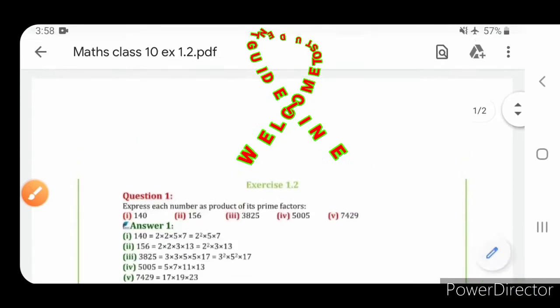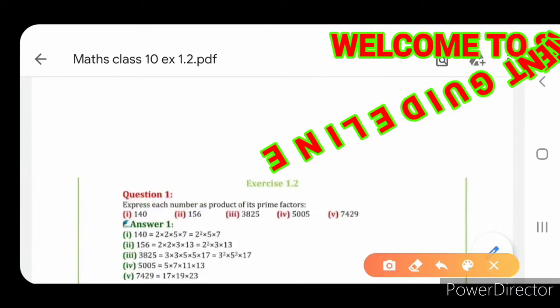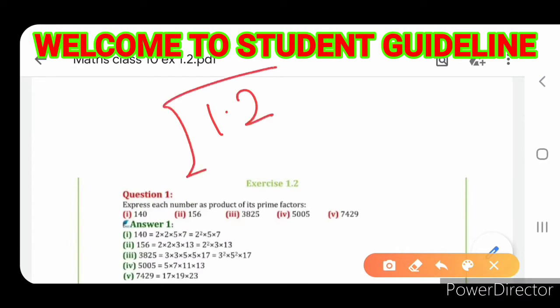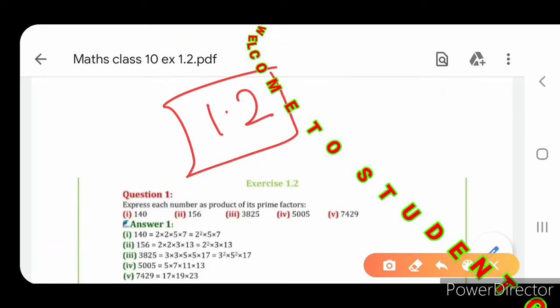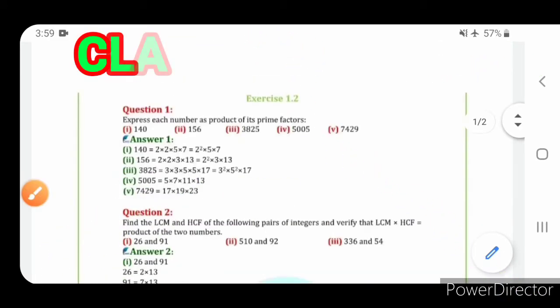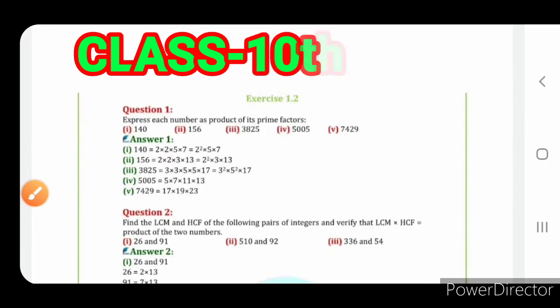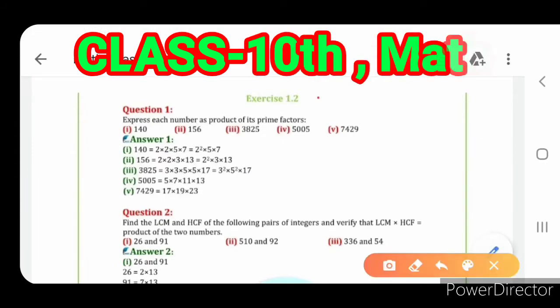Today I am going to teach you mathematics of standard 10 exercise 1.2. In the last video we completed exercise 1.1 and now we have to complete exercise 1.2. So let us start. Express each number as a product of its prime factors. So firstly, what are prime factors?